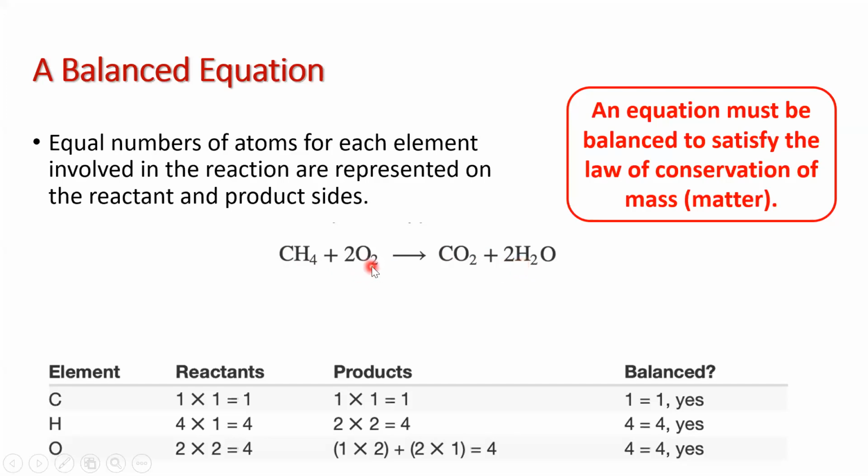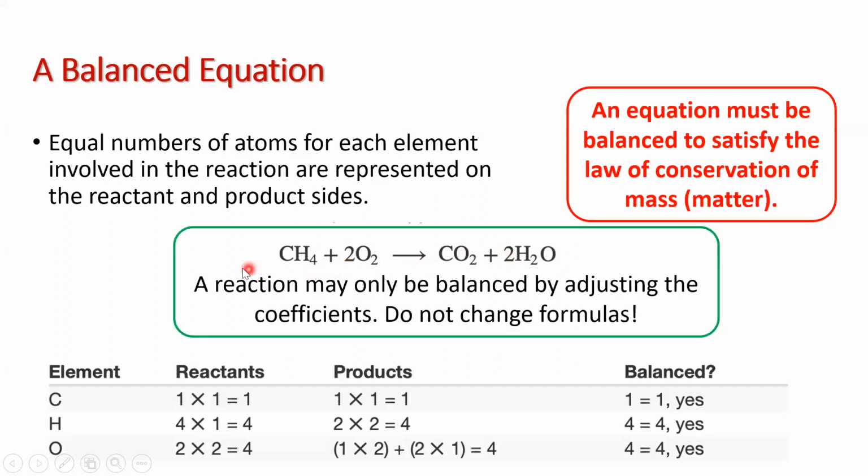And if we look at oxygen, there are 2 oxygens per diatomic molecule of oxygen, and there are 2 of them. So there are 4 oxygens on the reactant side. There are 2 oxygens in carbon dioxide, and there's 1 oxygen in each of the 2 water molecules. So that's 2 plus 2. There are 4 oxygens on the product side. So to have a balanced equation, we would have to put a 2 here in front of the oxygen and put a 2 here in front of the water.